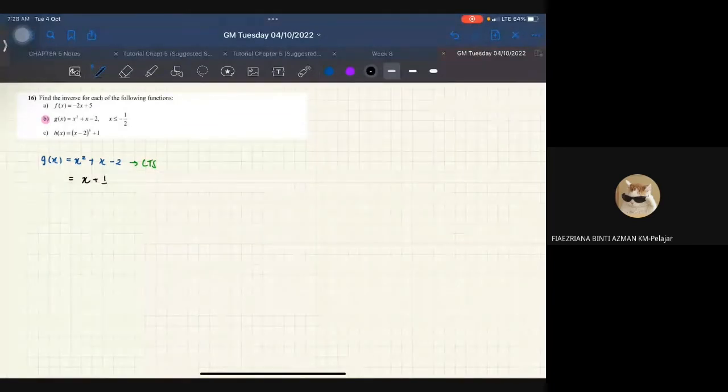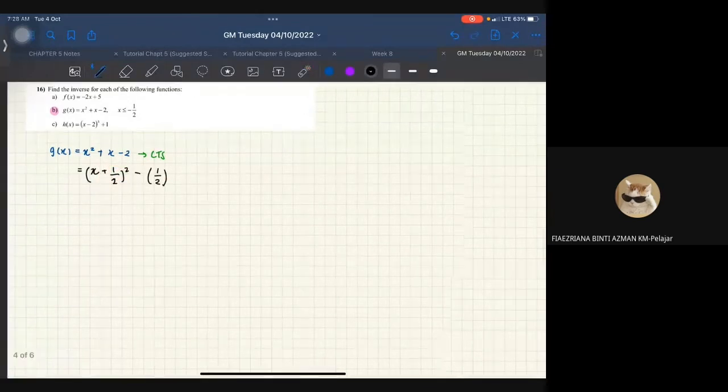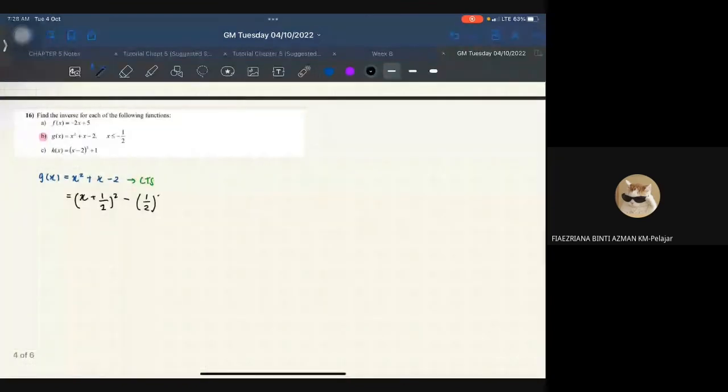And then divide by 2. Put a bracket and put a square outside. Okay, and then minuskan whatever that is inside this one. Minus 1 over 2. And then put square as well. Okay, and then lastly plus dengan C. So kita ada minus 2.